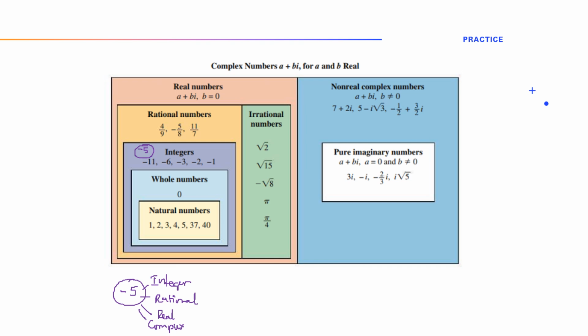Got it? Okay, so let's say we have something like minus square root of 3. Isn't it true that square root of 3 is not a number you can write down right away? It's a long number, a long answer, so it will be irrational. Irrational. And it's also inside the real numbers, and also it is a complex number.